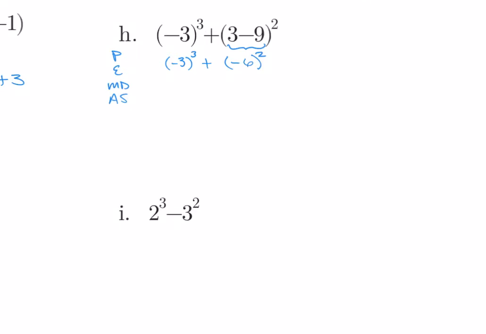Okay, now we can take care of our exponents. So if we look at the first one, be very careful because I've noticed some mistakes on the homework quizzes and test on this one. Write it out in expanded form and compute it. So we get -3 times -3 is 9, and 9 times -3 is -27.